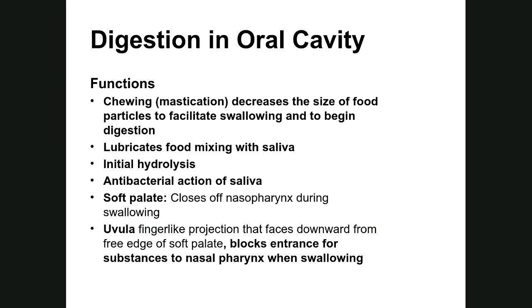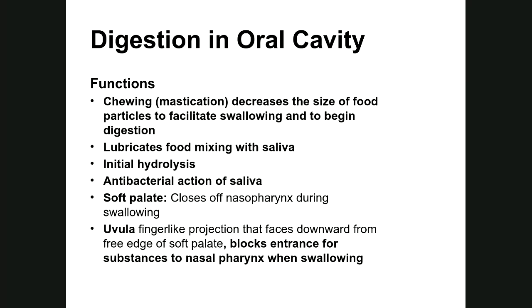They lubricate food by mixing it with the saliva, which helps more to break down the food. So we have an initial hydrolysis here. The saliva also plays a role as an antibacterial action. If you remember, we have the hard palate and the soft palate. The soft palate closes off the narrow pharynx during swallowing.